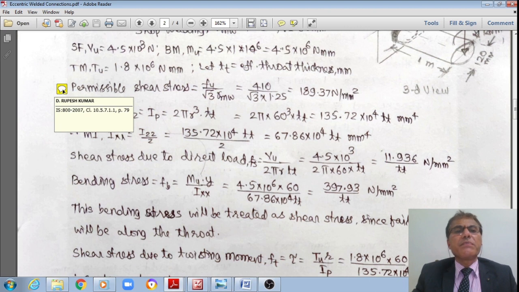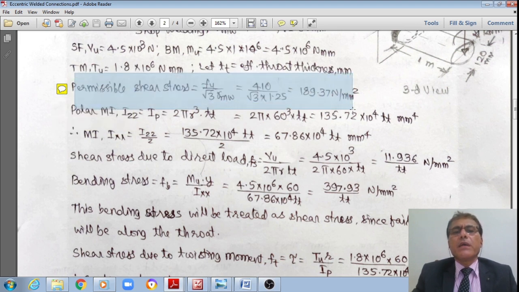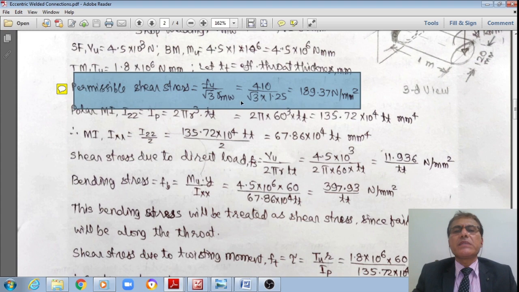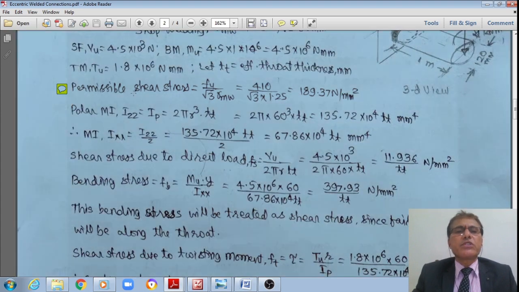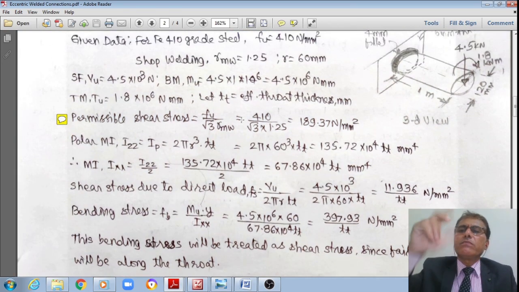Now we already know from clause 10.5.1.1, already seen in the three problems, that the permissible shear stress in the weld is equal to Fu divided by gamma mw divided by root 3. However, gamma mw is equal to 1.25. It now works out to 189.37 Newton per mm square, the permissible shear stress, students. Whereas it is subjected to a torsion.